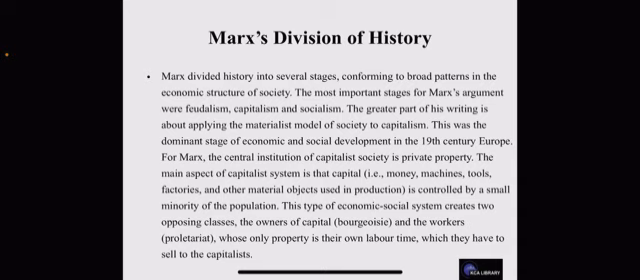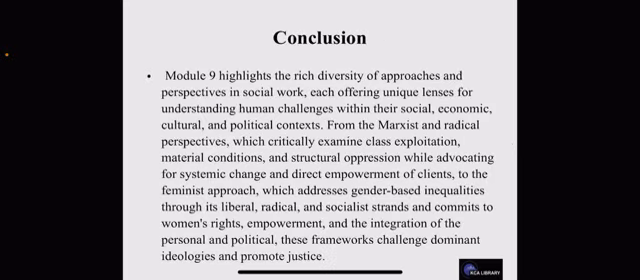So this type of economic system, to continue, creates two opposing classes, as we mentioned initially: the owners of capital and the workers, whose only property is their own labor time. That is, the workers' only property is their labor time, which they have to sell to the capitalists in order to be able to finance themselves and their family. So now let's move on to the concluding part.